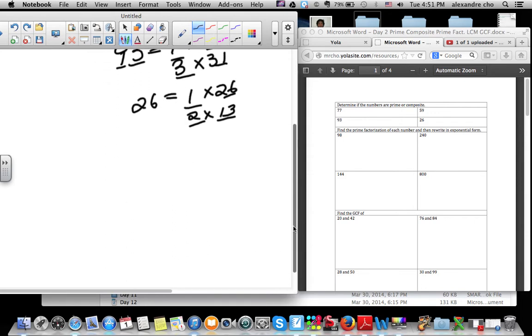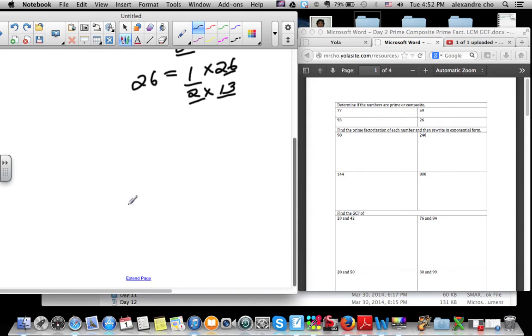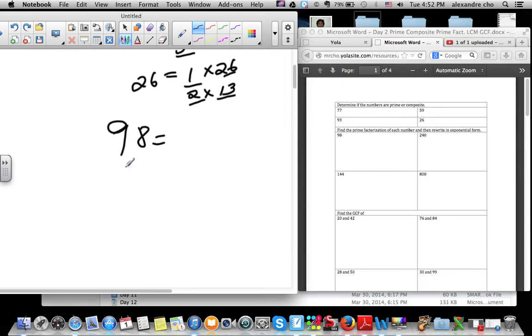Find the prime factorization of each. That's fun. Okay, so let me extend the page all the way down. And we're going to go to 98. So prime factorization. We want to rewrite 98 as a product of prime numbers. We want a bunch of prime numbers multiplied that will equal 98. So the easiest way to do this is by using this, I guess, factor tree.